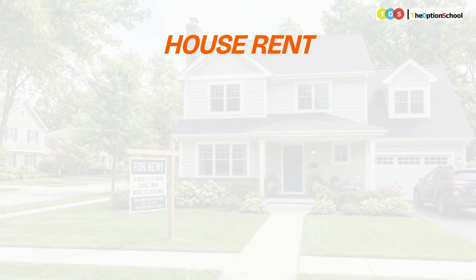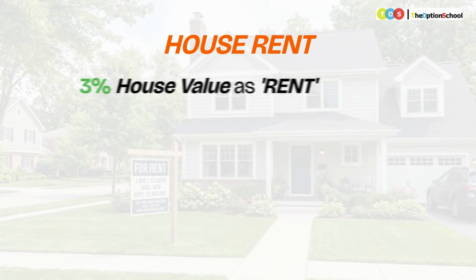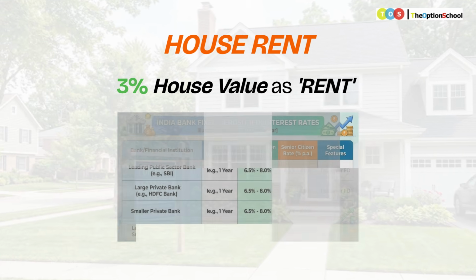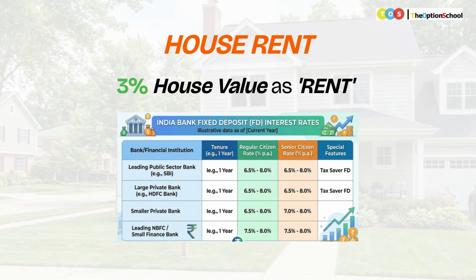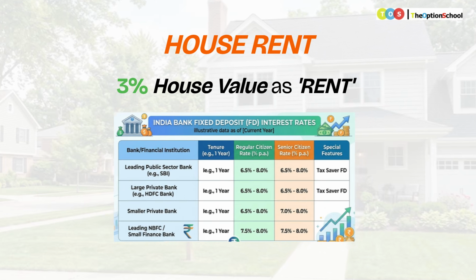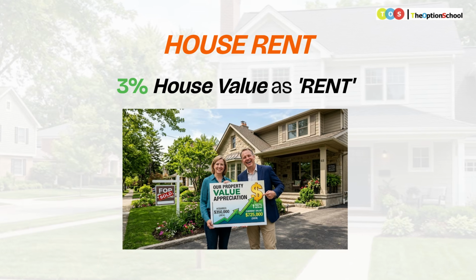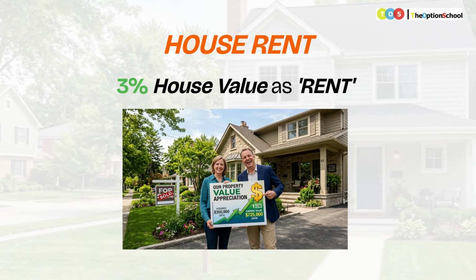So in the house example, I am getting 3% value of the house as rent, but then I am not happy with 3%. Obviously, a bank fixed deposit gives you 7% nowadays. So 3% is not sufficient, but there is an expectation that my actual house will increase by maybe 8 to 10%. So overall, it is giving me 12-13% return.